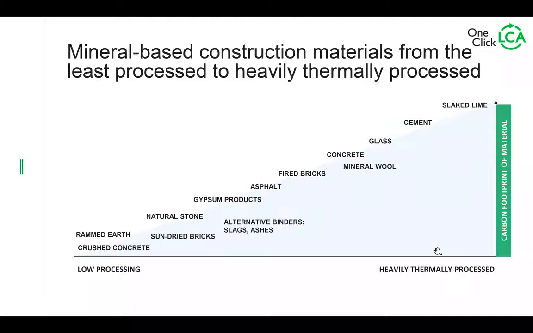Here is a short and partial overview of mineral-based construction materials from the least processed to the heavily thermally processed. There are obviously other types of processing than thermal processing, and this is not literally one directional, but to simplify, I just put it like this. So in the low processing end, we have rammed earth, crushed concrete, sun-dried bricks, and natural stone, which doesn't obviously get any thermal processing, but is more sawing and polishing and such like. There are some alternative mineral-based binders, such as blast furnace slag and ashes, which can be used in concrete, for example.